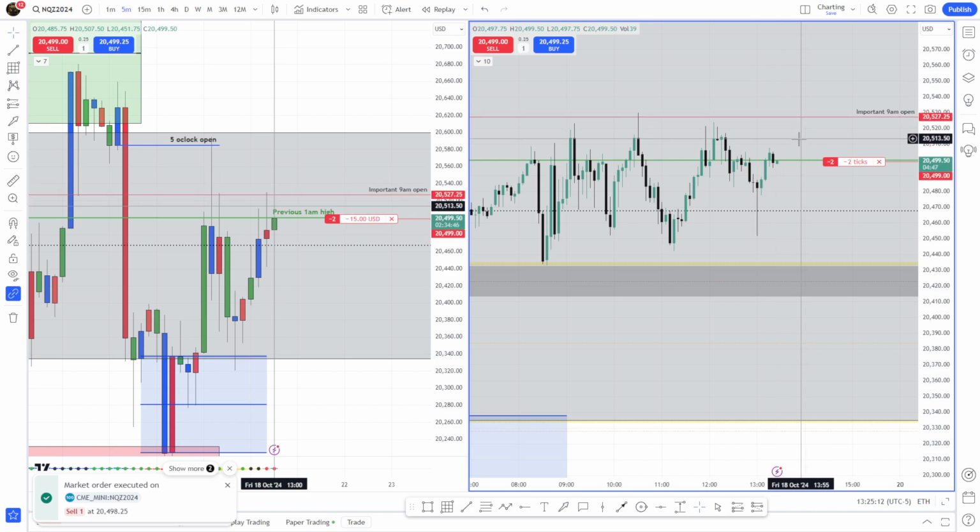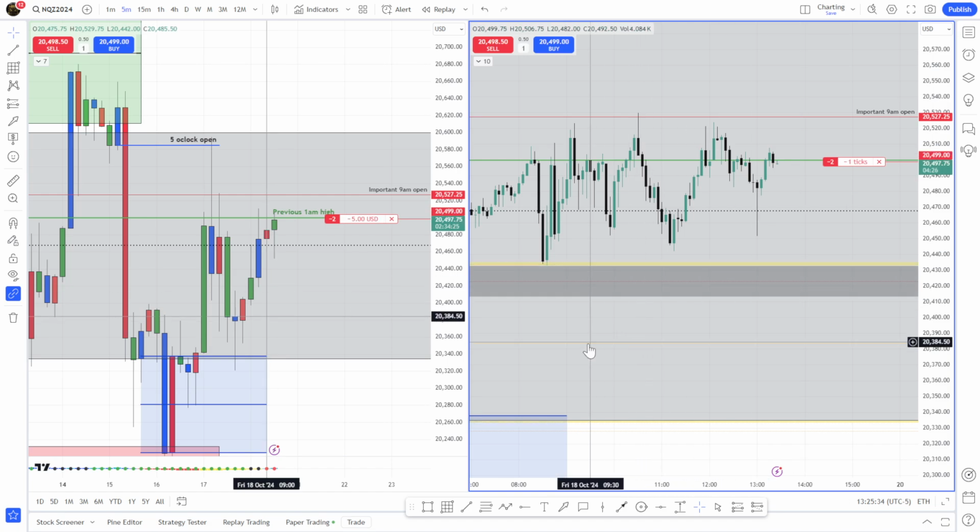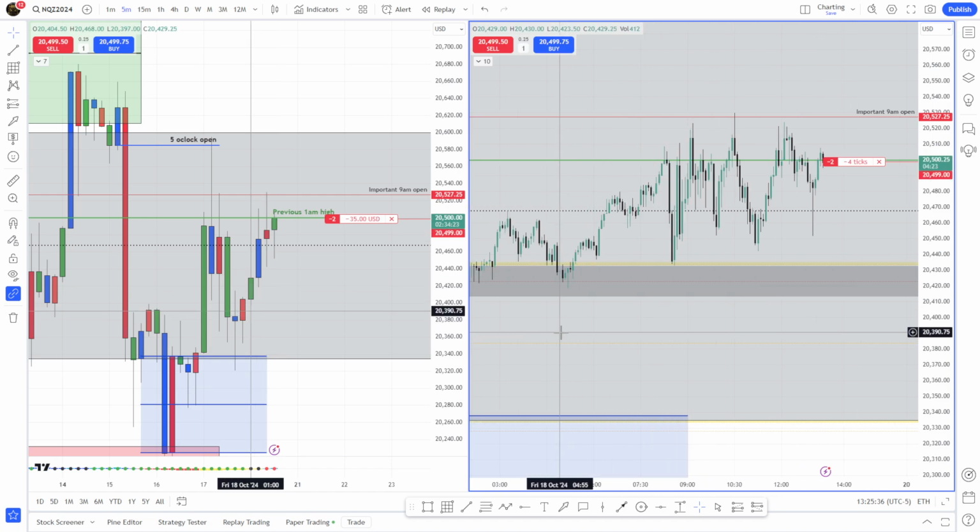Now, stop loss management for this would be: I'm going to put the stop loss at this high. If we run this high, then I have to reevaluate where does price want to go. Okay, let's note where I would like it to go.